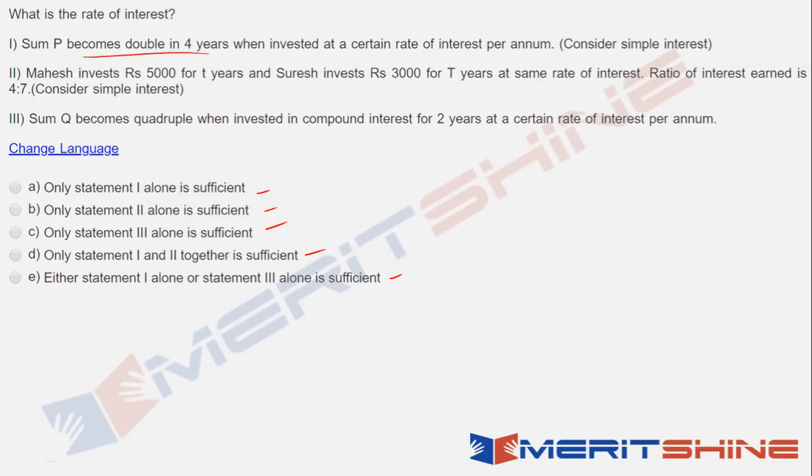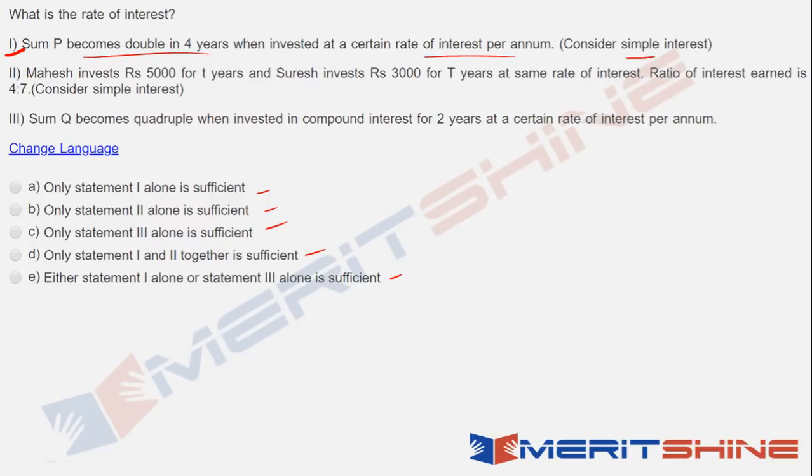Sum P becomes double in 4 years when invested at a certain rate of interest per annum. Simple interest. It's a simple one. In 4 years it becomes double. You're talking about 25% rate of interest. We don't need to calculate it, but it's so simple. 4 years, 100% increase, so every year 25%. So with this statement 1, you can definitely answer the question.